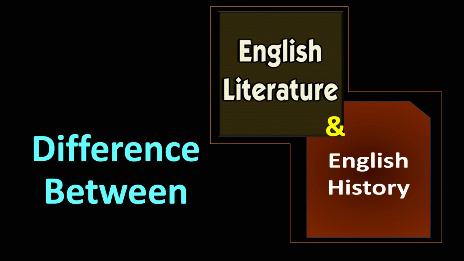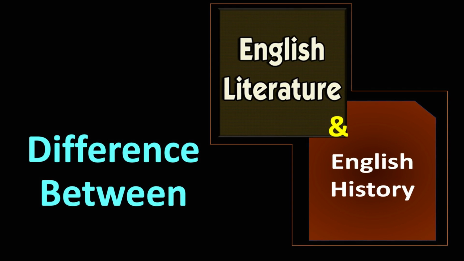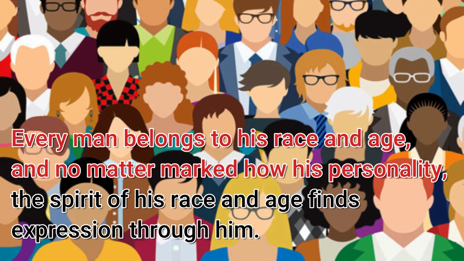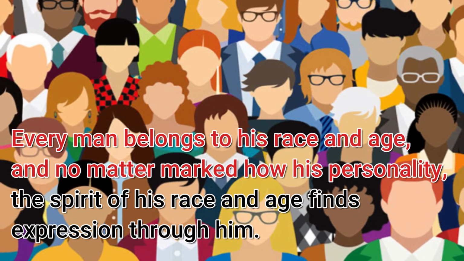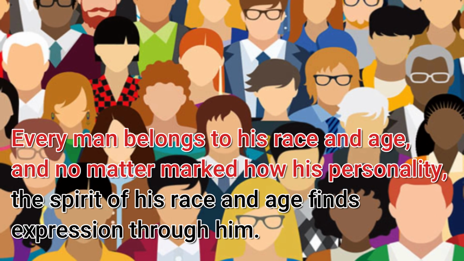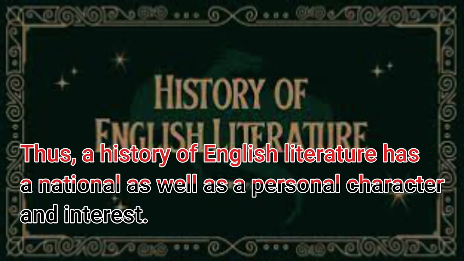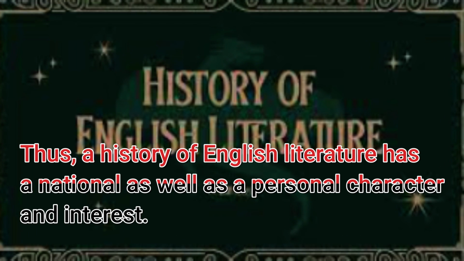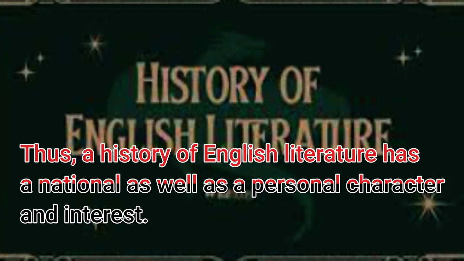Difference between English literature and English history. Every man belongs to his race and age, and no matter how marked his personality, the esprit of his race and age finds expression through him. Thus, a history of English literature has a national as well as a personal character and interest.